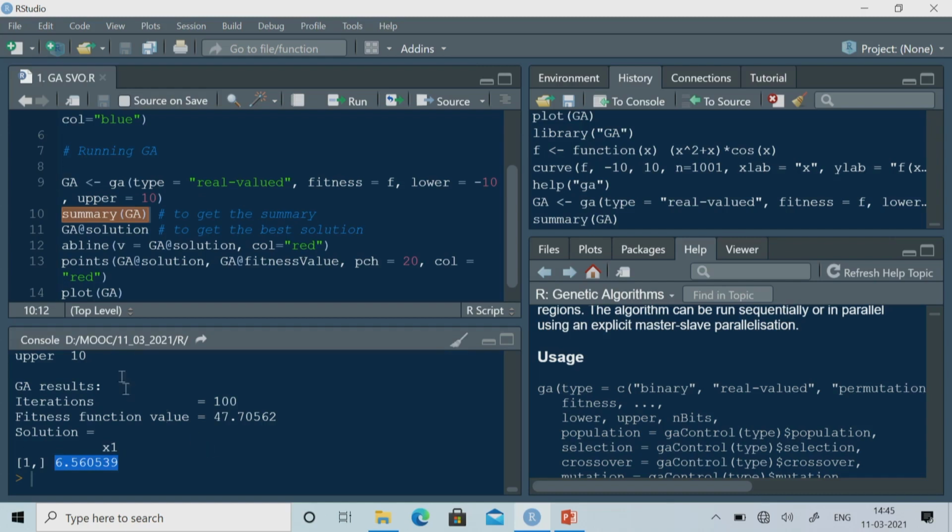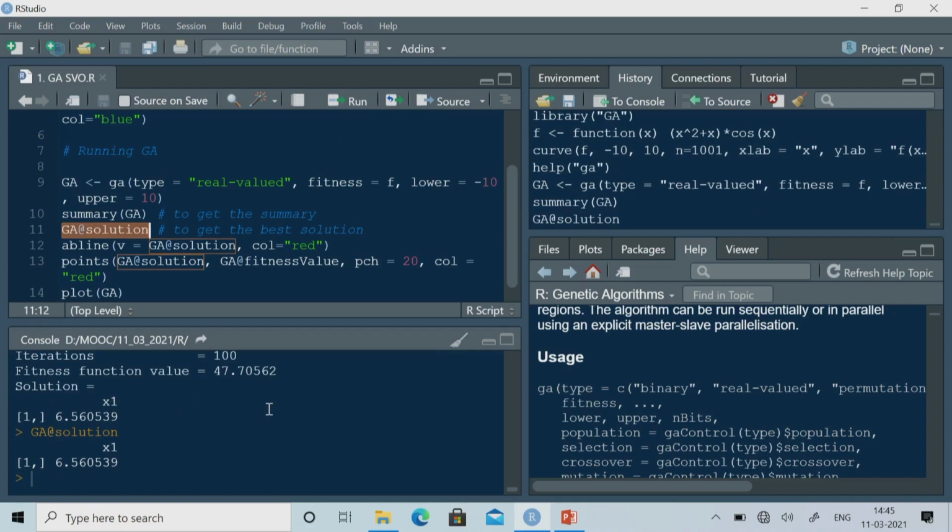I am getting this solution, and I can also see the final solution using GA at the rate solution. If I execute this particular line, I will get the solution. You can also see that one. So, this is the solution, x1 equal to 6.560539, that is the solution.